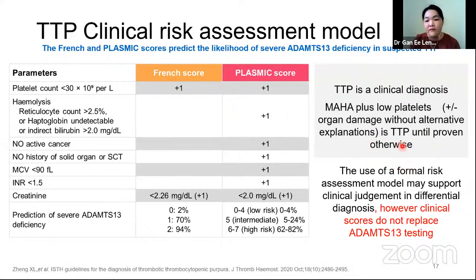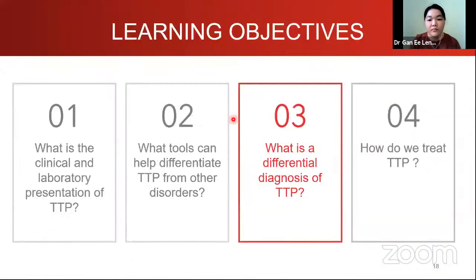We do not need a phenotype for diagnosis of TTP. And also, the use of a formal risk assessment model like the PLASMIC score or French score may support our clinical judgment in differential diagnosis. However, the clinical score does not replace the ADAMTS13 testing. We still need to send for ADAMTS13 testing.